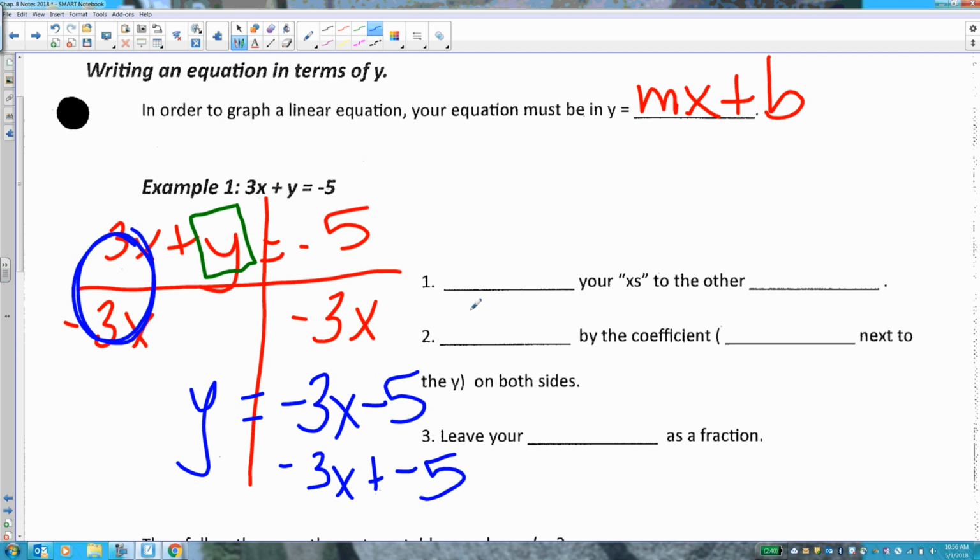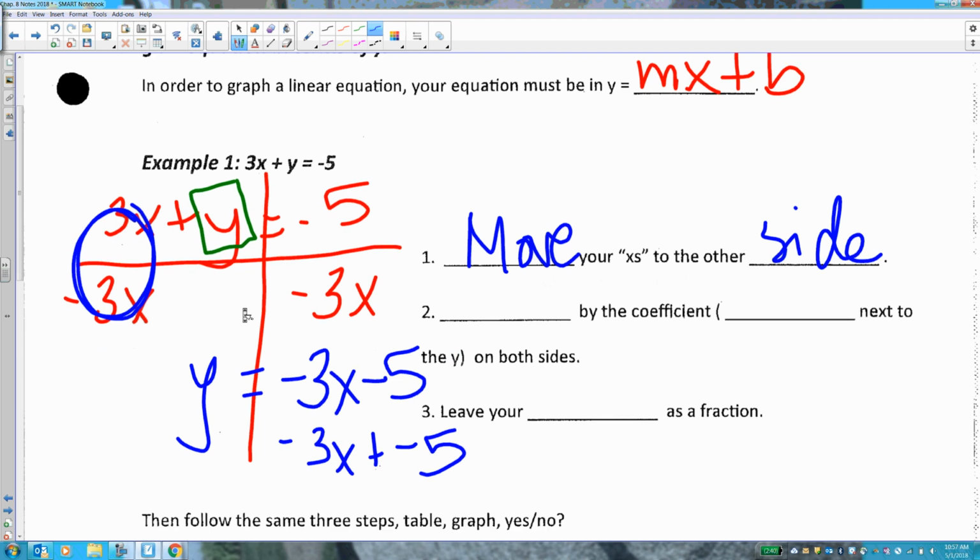So you want to move your x's to the other side. That's what we did first. And then, thankfully, there was nothing in front of the y, so we just left our y alone. But if there was, you would want to divide by the coefficient, the number next to the y, on both sides. And we'll do one like that. And then you want to leave your x value as a fraction. So we'll do a few steps like that.